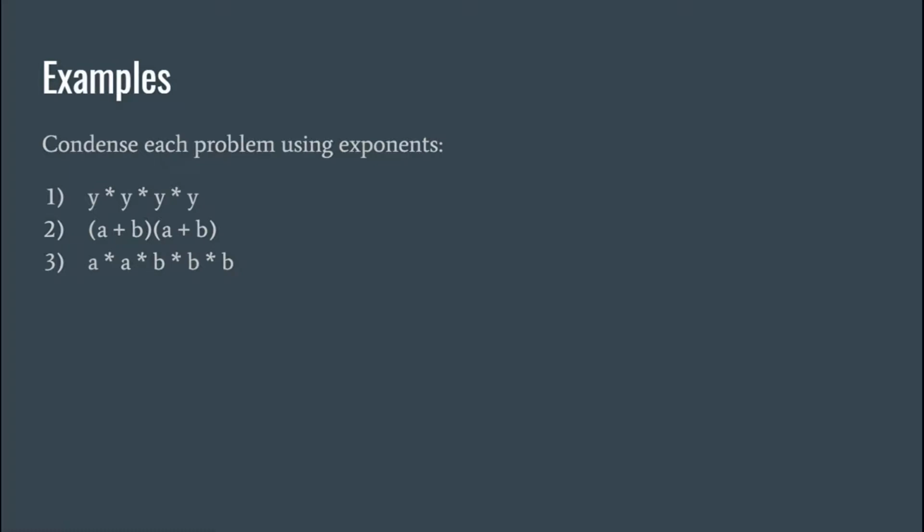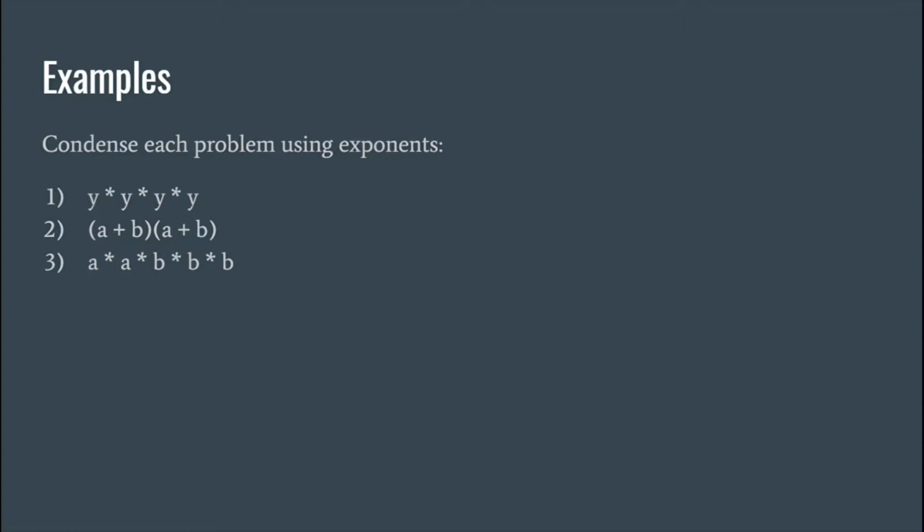Okay, and number 3, a times b times b times b. So this one should be simple by now. If you said a to the 2nd power, b to the 3rd power, you're right. And you don't have to say a to the 2nd power times b to the 3rd power, because when you put them together like that, you automatically acknowledge that you're multiplying them together.